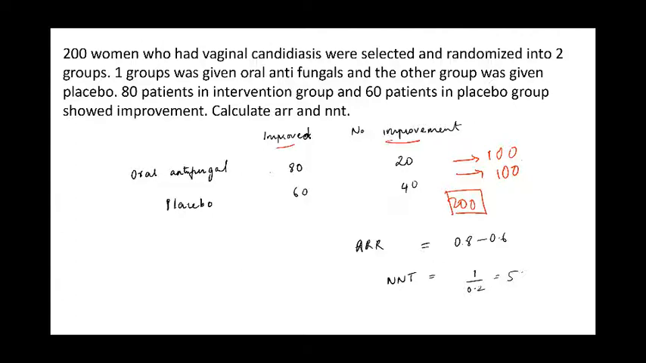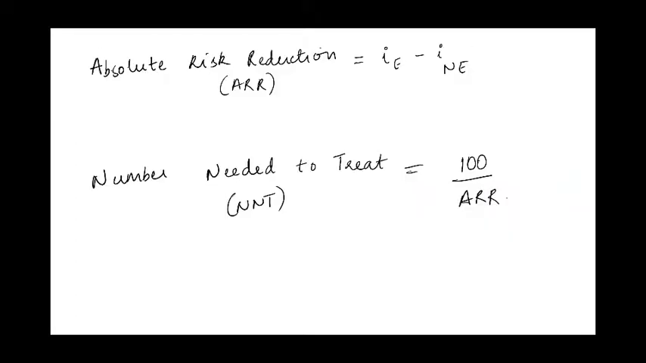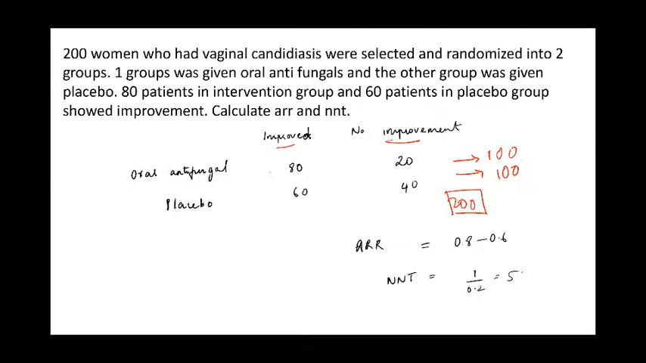So absolute risk reduction, which we've seen here, is incidence in exposed minus incidence in not exposed. So it is A by A plus B minus C by C plus D. So this is A, B, C, D. Hence we come to a value of 80 by 100 minus 60 by 100. So it is 0.2.